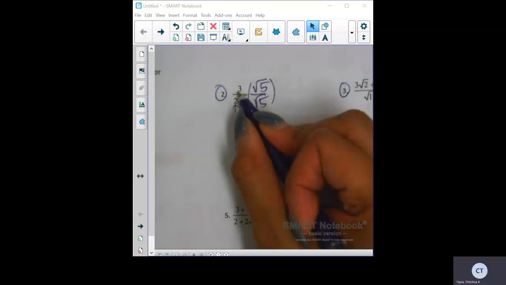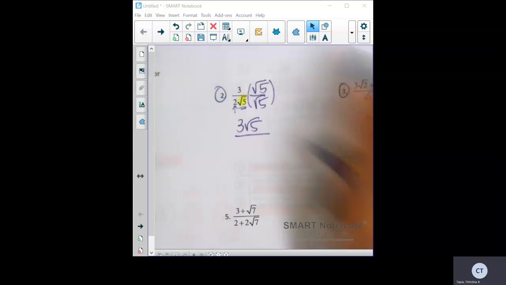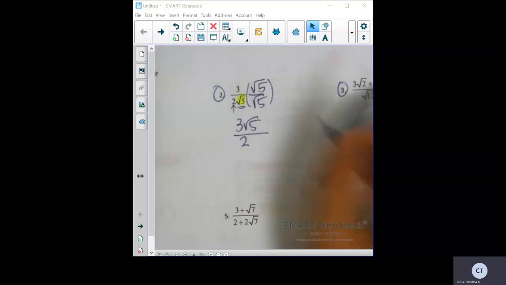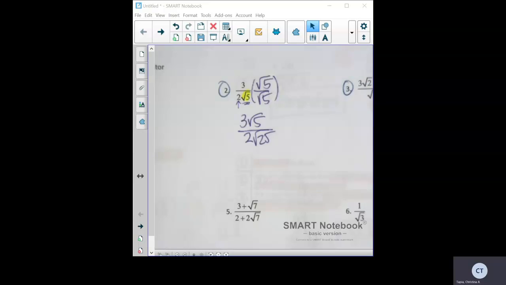Okay, so let's multiply it out. In the numerator, you're going to have 3 times the square root of 5. And in the denominator, you're going to have 2 times, what's 5 times 5? So square root of 25.